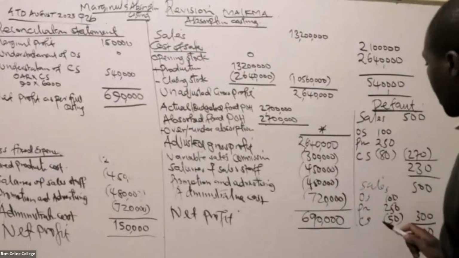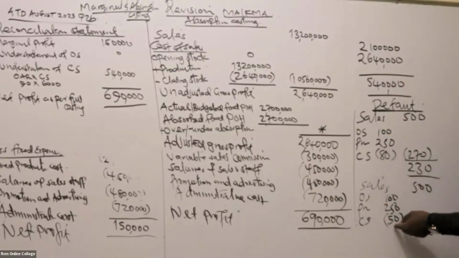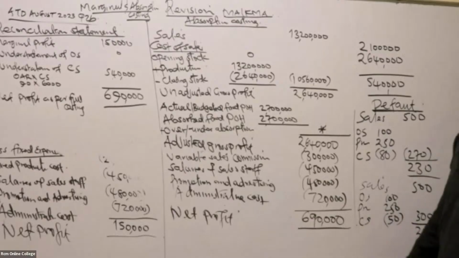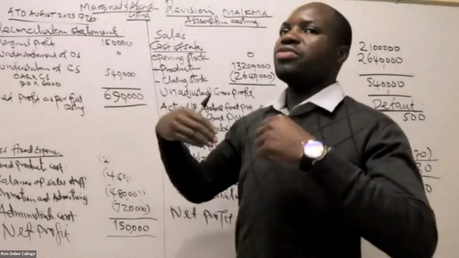When I now understate closing stock from 80 to 50, that is understating it by 30. Look at what's happening to my profit. When I understate closing stock by 30, my profit is understated by 30. My profit reduces from the real one of 230 to 200. How do I rectify the understatement of closing stock? We need to add back the understatement of closing stock so that I get back to the real profit.